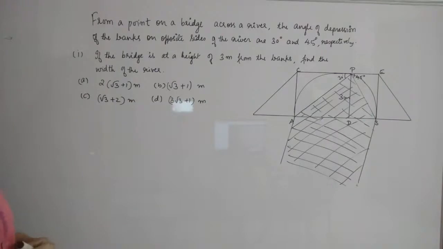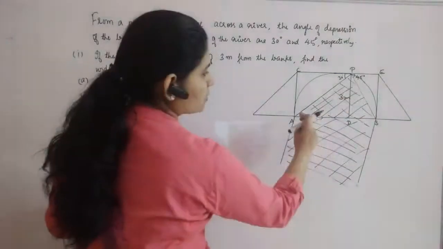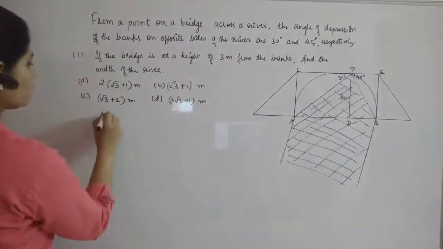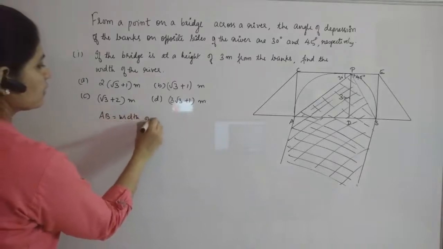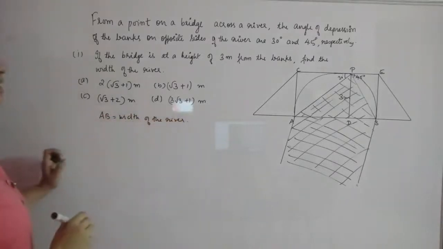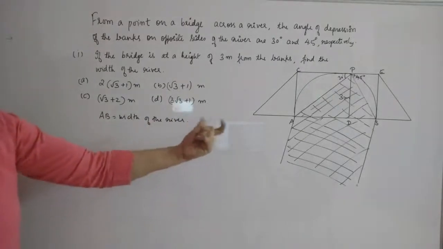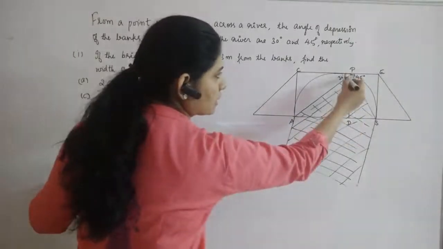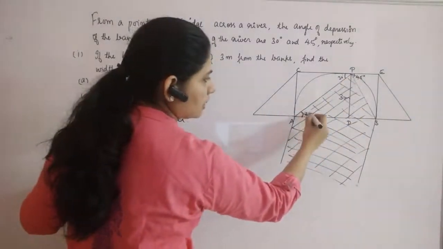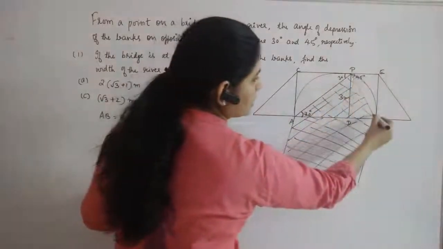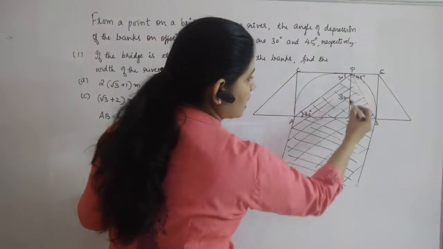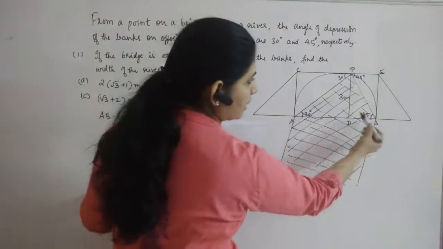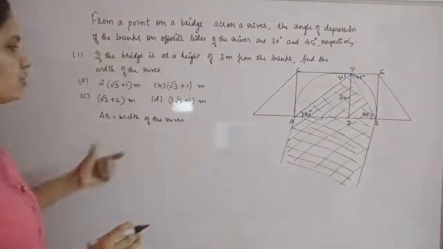So for the width of the river, this is the river portion, and here the bridge has been constructed. This AB will give you the width of the river, right? So you need AD and DB. From one triangle you can find AD, because here the angle of depression is 30 degrees, this is also 30 degrees, and here you have 45 degrees. So from this right triangle you can find AD, and from the other right triangle you can find BD, and then add them to get the width of the river.